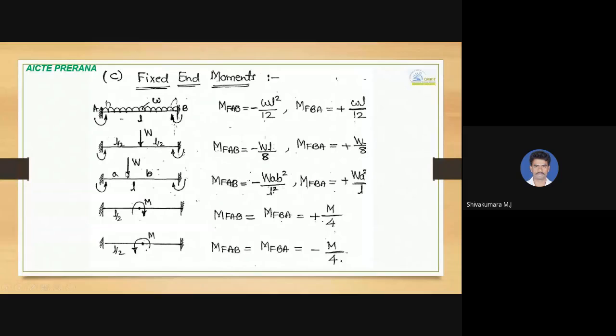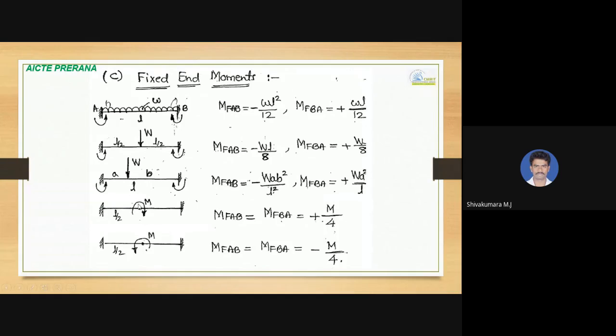If it is not acting at exactly mid-span but somewhere in between, at a distance of A from the left hand support and B from the right hand support, then MFAB is minus WAB square by L square, and MFBA is WA square B divided by L square.